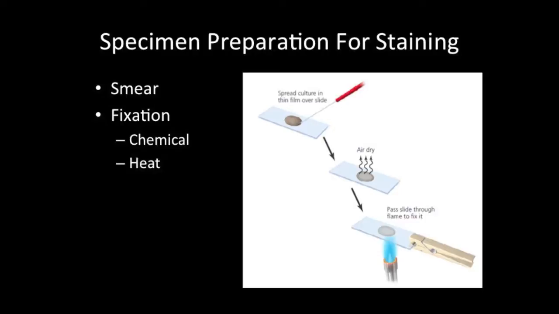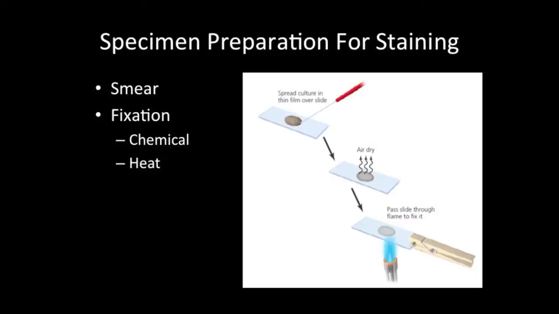Another type of fixation is known as heat fixation. After a smear has dried, you may heat fix the sample by passing it, smear side up, back and forth through the flame of a Bunsen burner. Do not leave the slide directly over the flame of the burner. If you get the slide too hot, you will destroy the structure of the cells you are trying to observe.